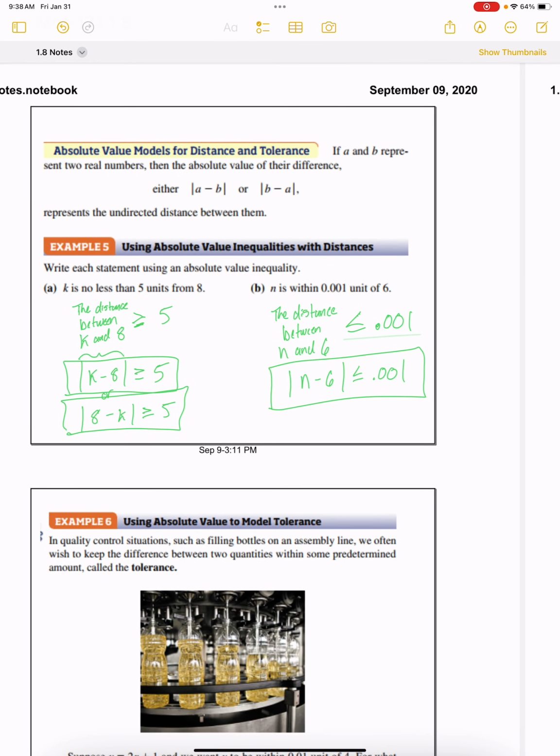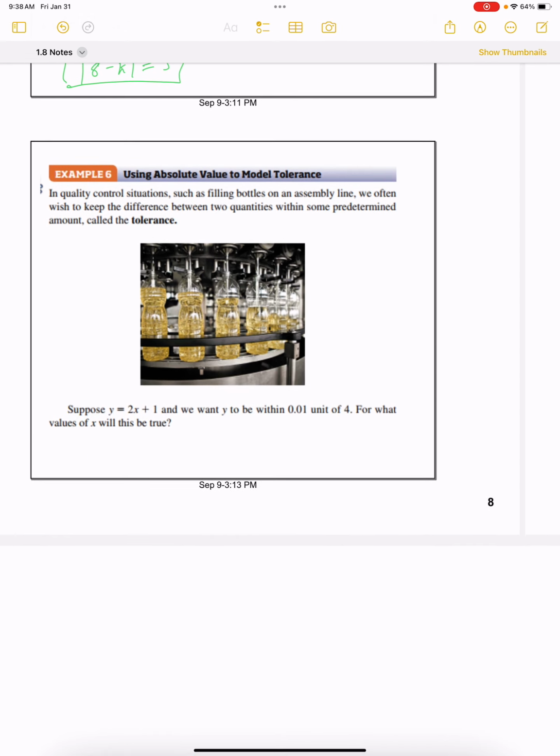All right, so let's use this. In quality control situations, such as filling bottles on an assembly line, we often wish to keep the difference between two quantities within some predetermined amount called tolerance, right? Suppose y is equal to 2x plus 1, and we want to be within 1/100th of a unit of 4. For what values of x will this be true?